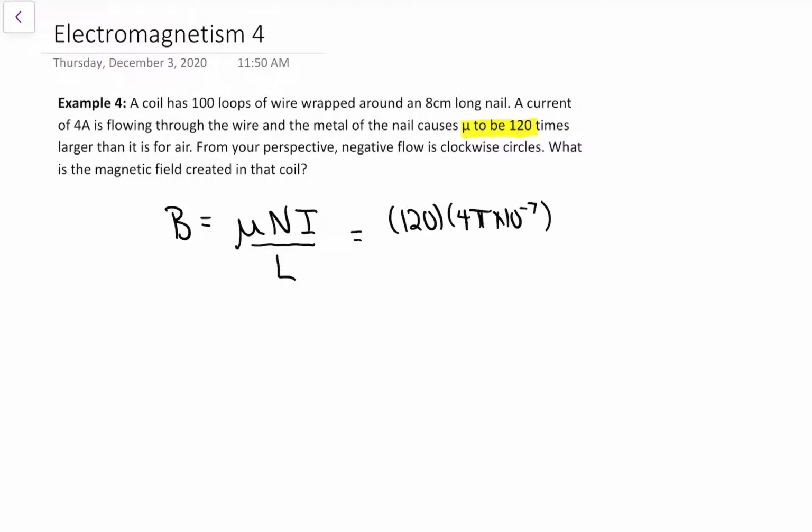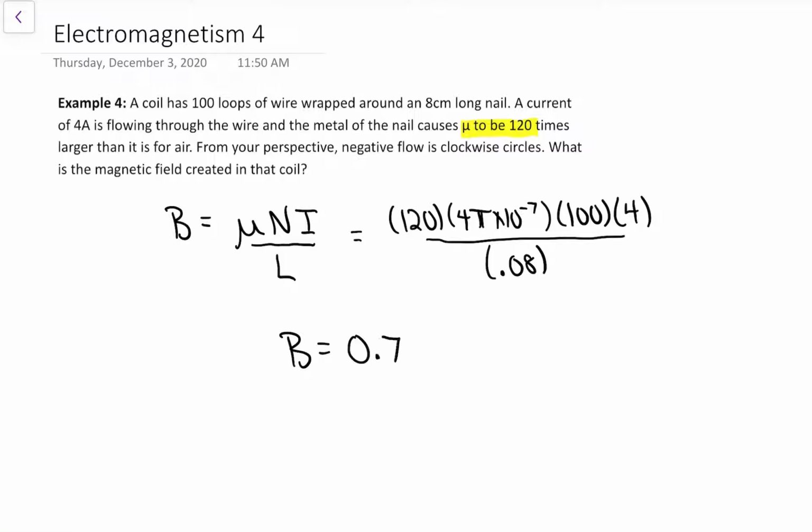That's commonly how the magnetic coefficient works for these kind of problems. We're given a multiplier. If it's not air, how much to multiply it by for the material we're using. So the 4 pi times 10 to the negative 7 multiplied by 120 takes care of the constant. It says there's 100 loops, and the current through them is 4 amps. The nail, or all these coils, are in an 8 centimeter span, so 0.08 meters goes on the denominator. Cranking that out, we get a B of 0.75, and it works out to be in teslas.